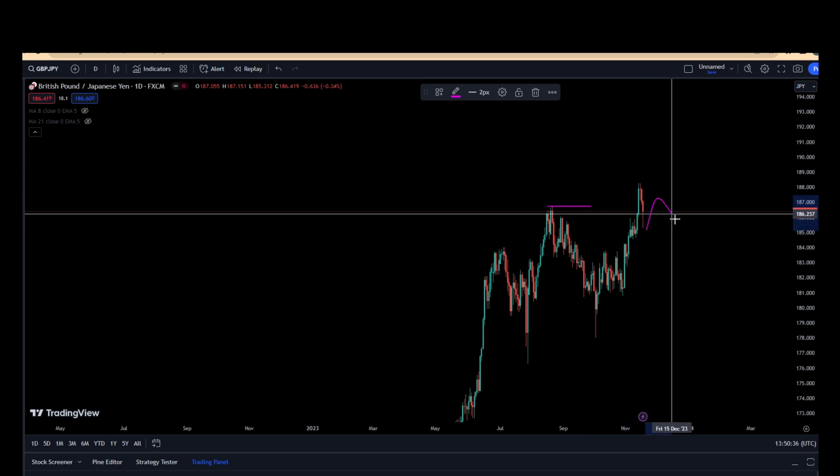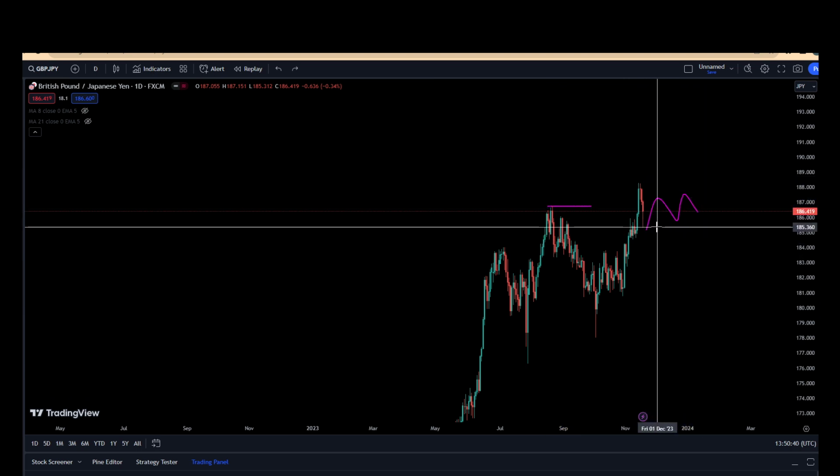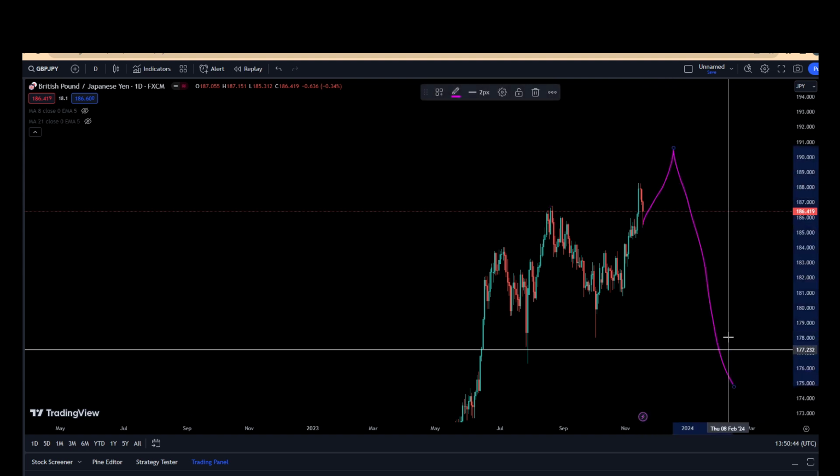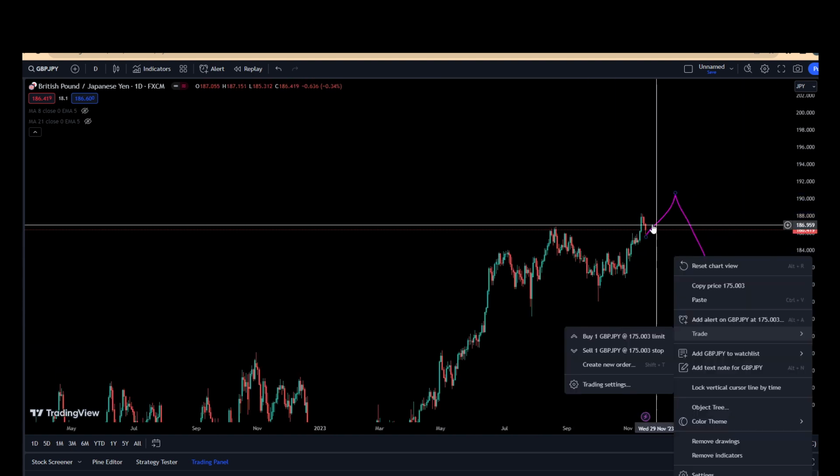This could be a corrective move, so this could be moving sideways for this week. So just be very, very careful. Nevertheless, we are expecting one more leg up before we get some huge drop eventually coming in. So just be careful with this pair. I'm going to stay off this pair.